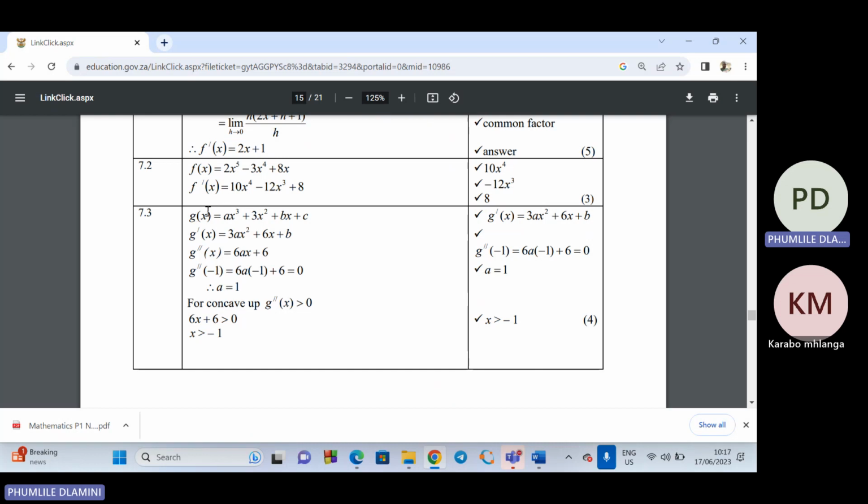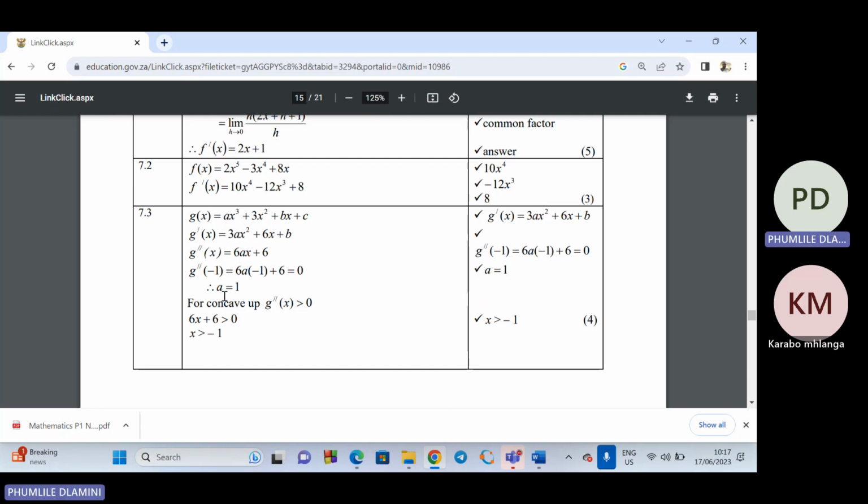But if you check here, the formula, the g of x, the first thing you do, you will get the g prime, which is 3ax squared plus 6x plus b. We got this one. You will go to g second prime. We got this one also. Then when we substitute in g prime for negative 1, we only substitute all the values. That's the problem.